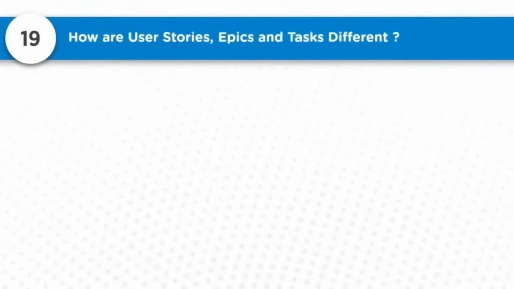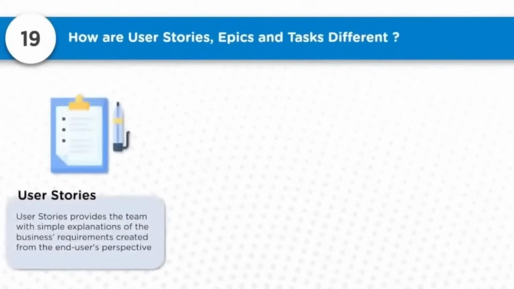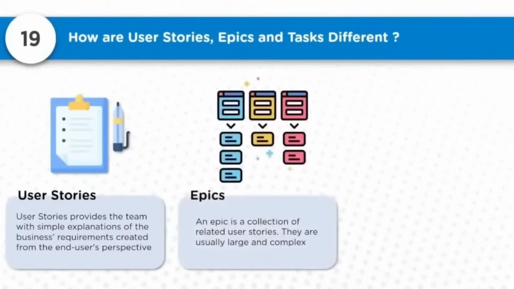Next, how are user stories, epics, and tasks different? User stories provide the team with a simple explanation of business requirements created from the end user perspective, as we saw in the few examples in the previous questions. Epics are collections of related user stories. They're usually large and complex. These epics are created with specific objectives in mind, and user stories are grouped, so that will form an epic.